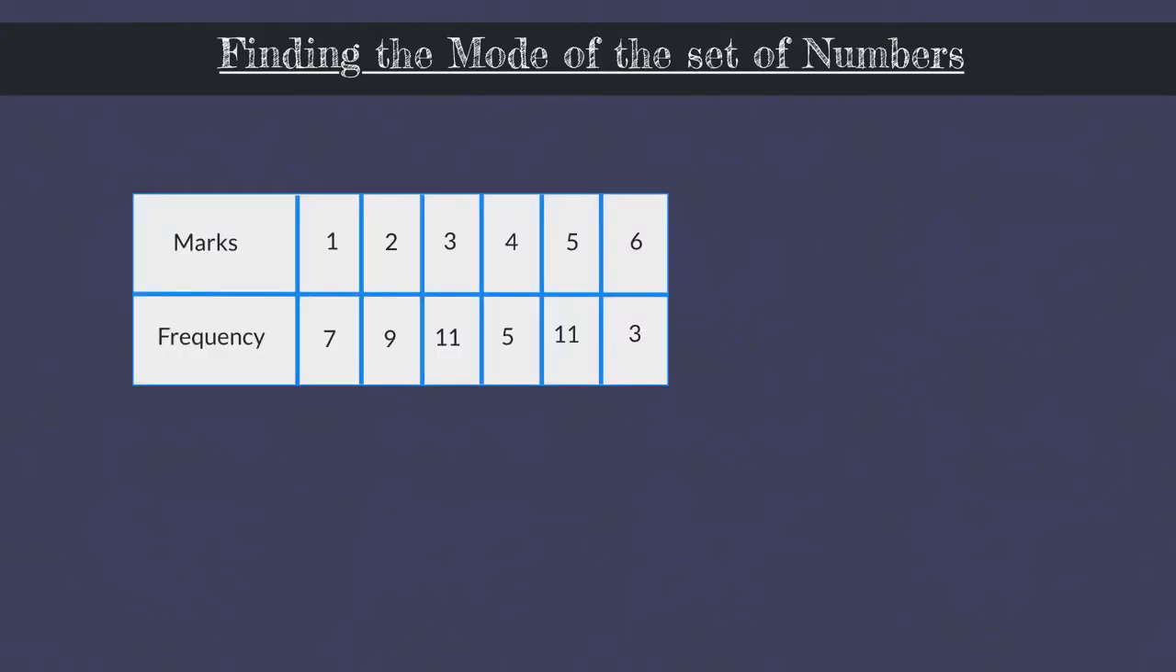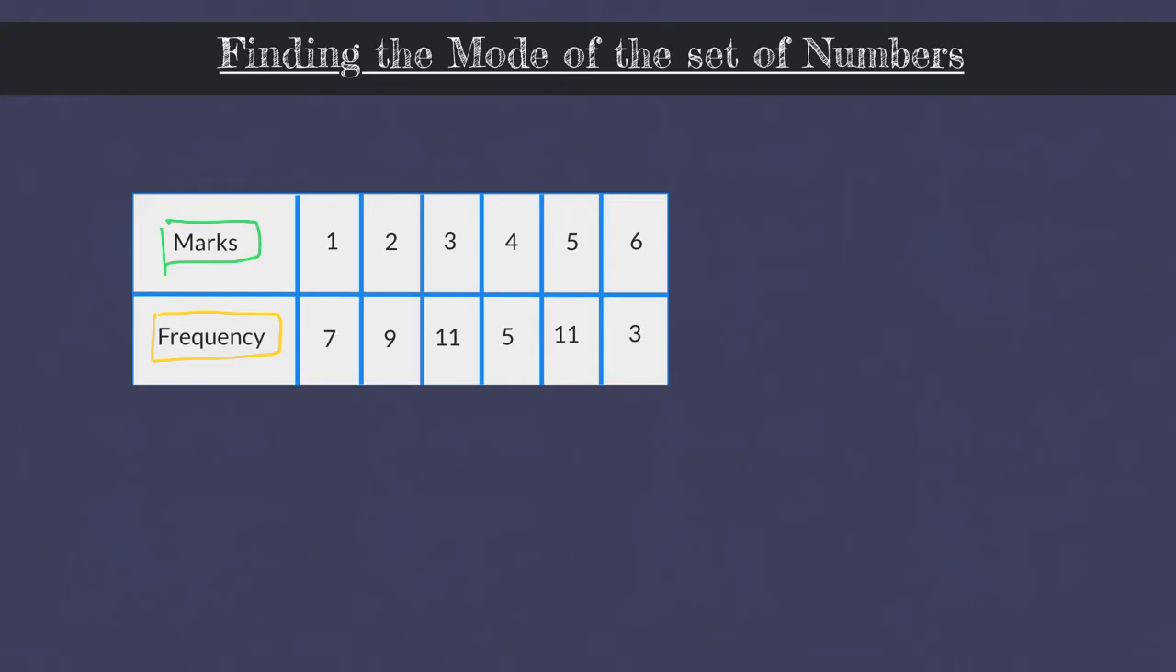Here is another way in which you can be asked to find the mode of a set of numbers. Now, this is a table format, but it's not more complicated. You just have to know how to read the table that you're given. So above in the first row, it's labeled marks. So pretty much what that is telling you is those are the marks that are available. I can either get a 1, 2, 3, 4, 5, or 6. The frequency is telling us how many people got a particular mark.